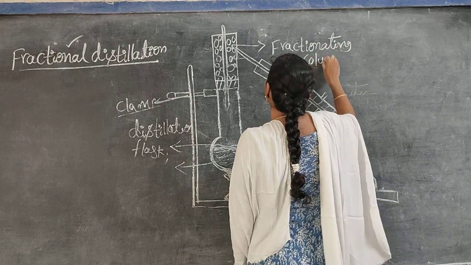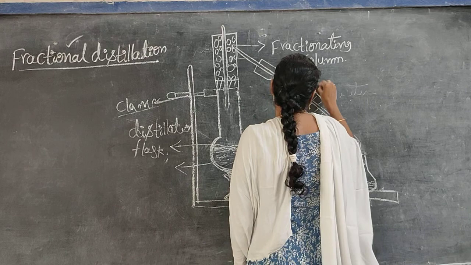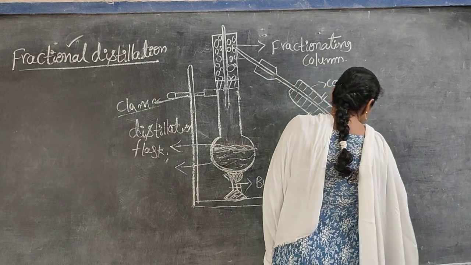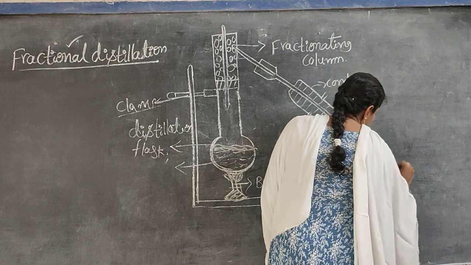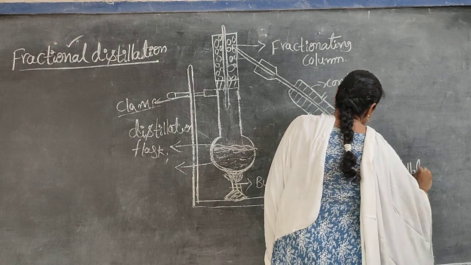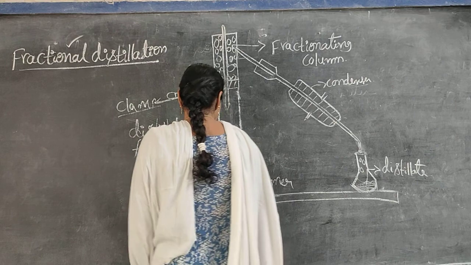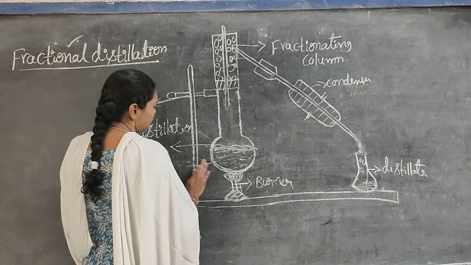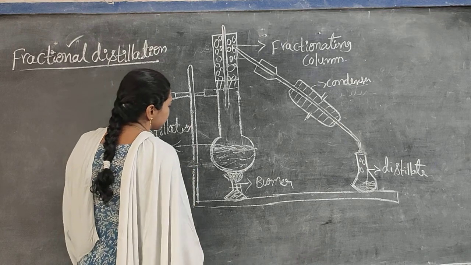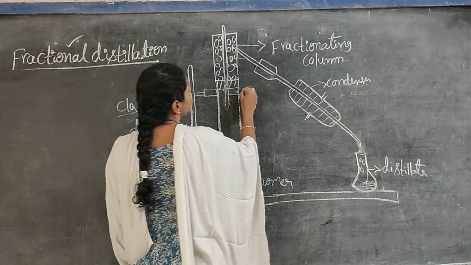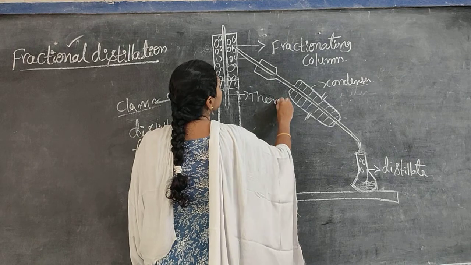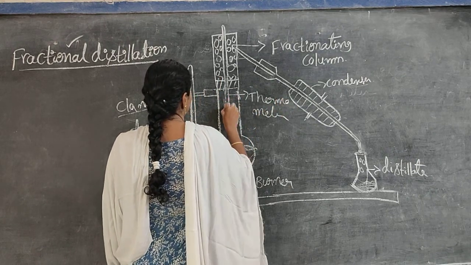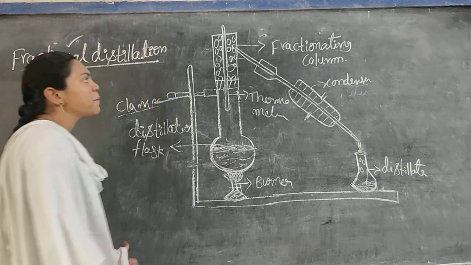Fractionating column. This is also the same condenser. Here we collect the distillate. This is the same distillation flask which contains the mixture whose boiling point difference is less than 25 degrees Celsius. Same burner, the same thermometer. Yes, this is the same arrangement.